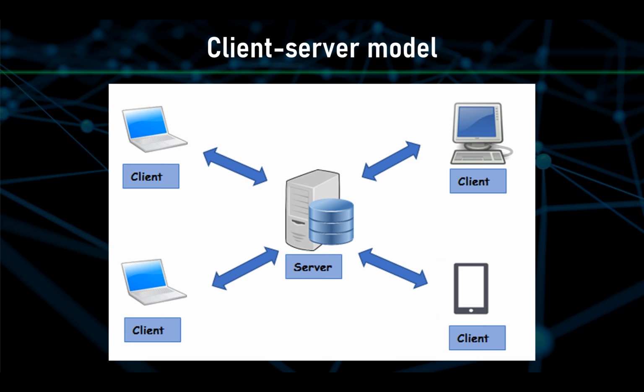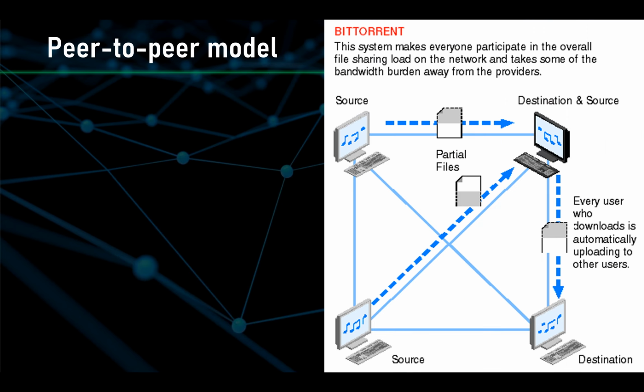So let's just look at a diagram of how this works. This first one is just the client-server model, as we've seen: one server, many different clients. Then the peer-to-peer model, which is going to be the BitTorrent protocol. This one they're saying is a destination and source. Destination is going to be receiving the files, or leeching the files. Source is going to be sending the files, or seeding the files. So this person here is receiving this file.